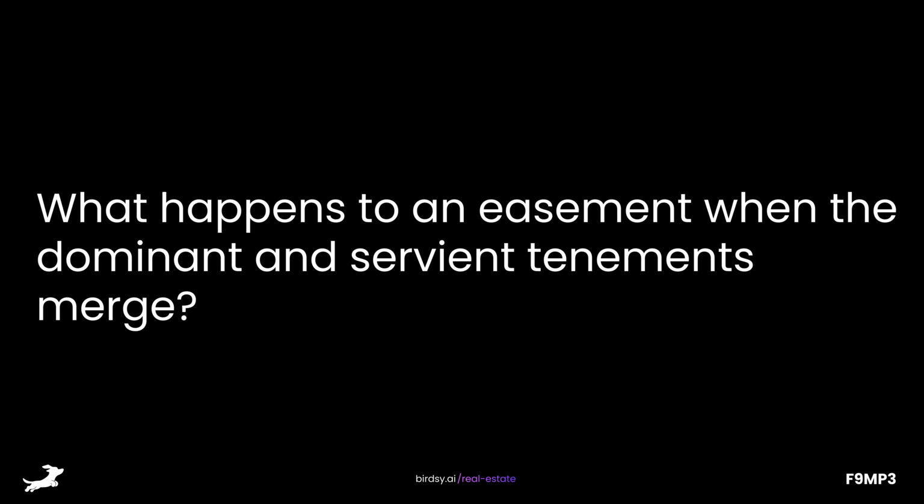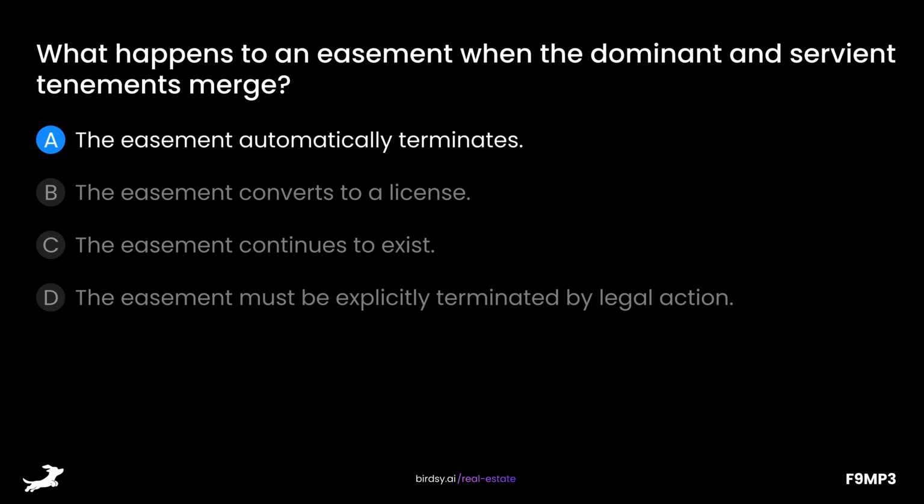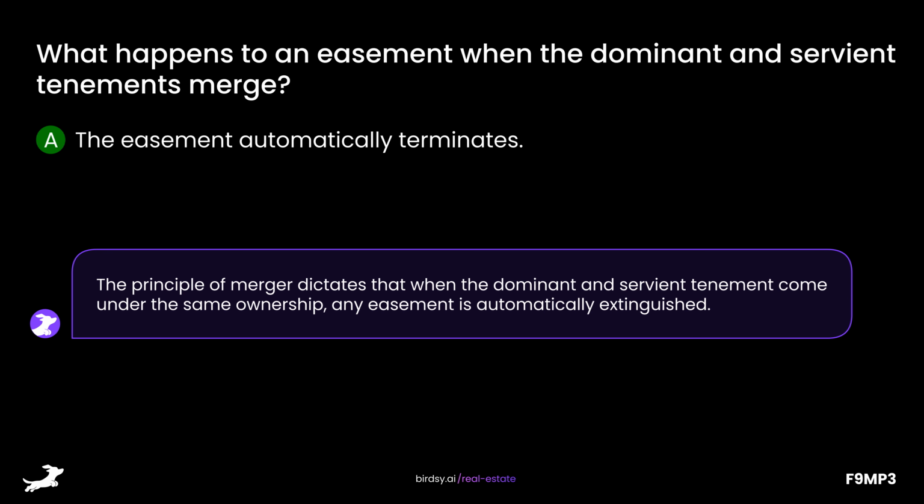What happens to an easement when the dominant and servient tenements merge? Is it A, the easement automatically terminates? B, the easement converts to a license? C, the easement continues to exist? Or D, the easement must be explicitly terminated by legal action? The answer is A, the easement automatically terminates. The principle of merger dictates that when the dominant and servient tenement come under the same ownership, any easement is automatically extinguished.